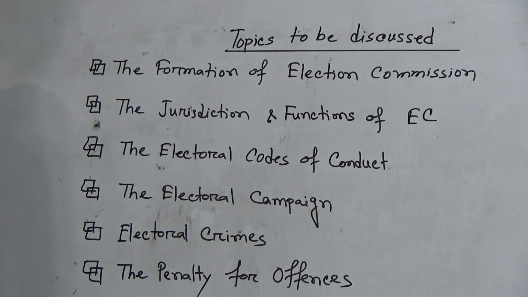Now we will learn the electoral codes of conduct. That means there are some rules and regulations that all should follow during an election, and these are codes of conduct. Number 1, all concerned shall comply with the electoral rules. That means there are rules given by the Election Commission, and all concerned authorities and people will follow those rules.